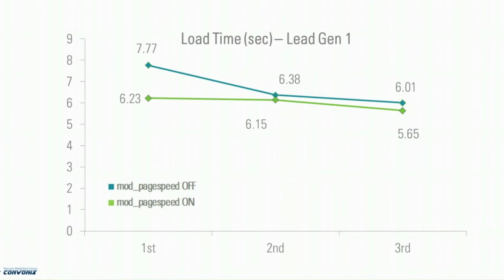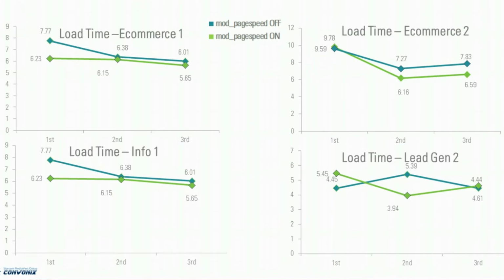As can be seen for the lead Gen 1 website, the first run showed a decent amount of reduction in page load time, but not much difference in subsequent runs. Looking at the other data sets, we saw a couple of similar trends, but overall the results were inconclusive. So we had run many tests and gathered a lot of data. We expected some solid inferences, but on crunching through the numbers, we had only inconclusive results.